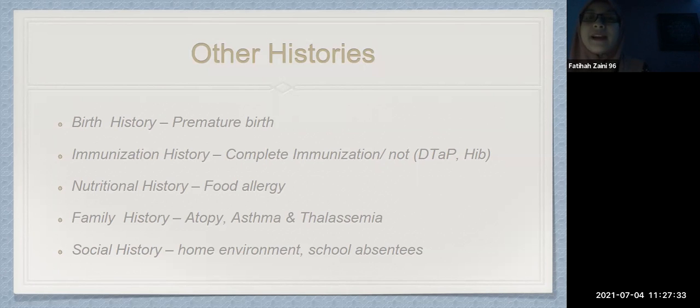And then thalassemia, and then social history regarding the home environment, whether it is a very good environment in terms of hygiene, because we are afraid that there might be exposure to dust or smoke, which are the triggering factors for an asthmatic attack. And then school absenteeism, which is one of the important things to know, whether if the patient has severe asthma, sometimes they need to be absent from school. Next.